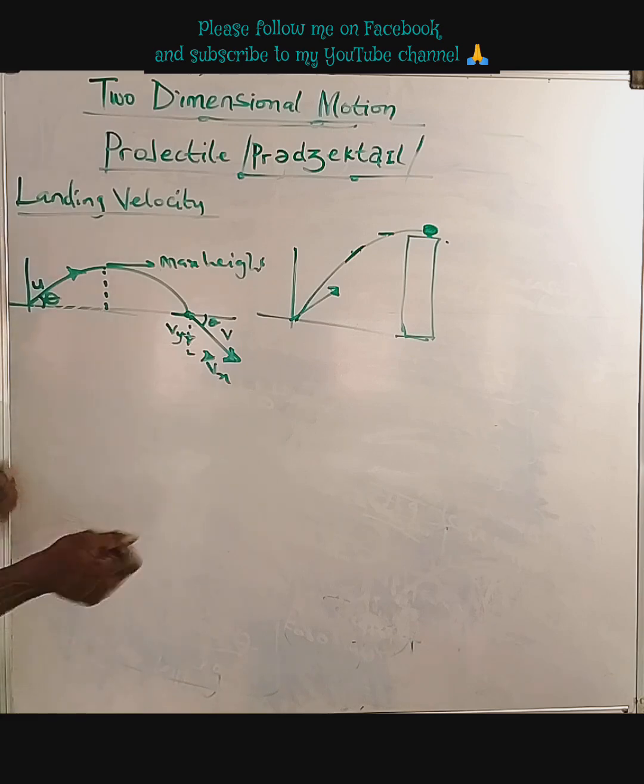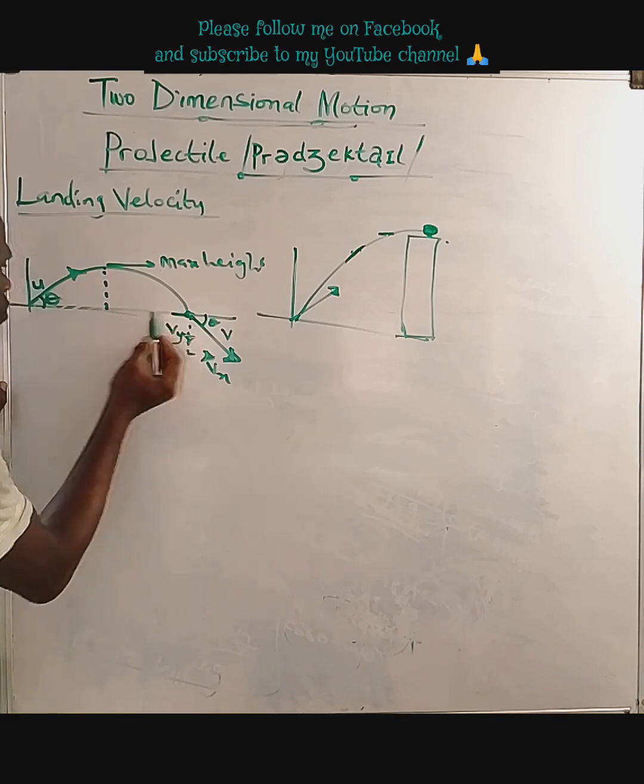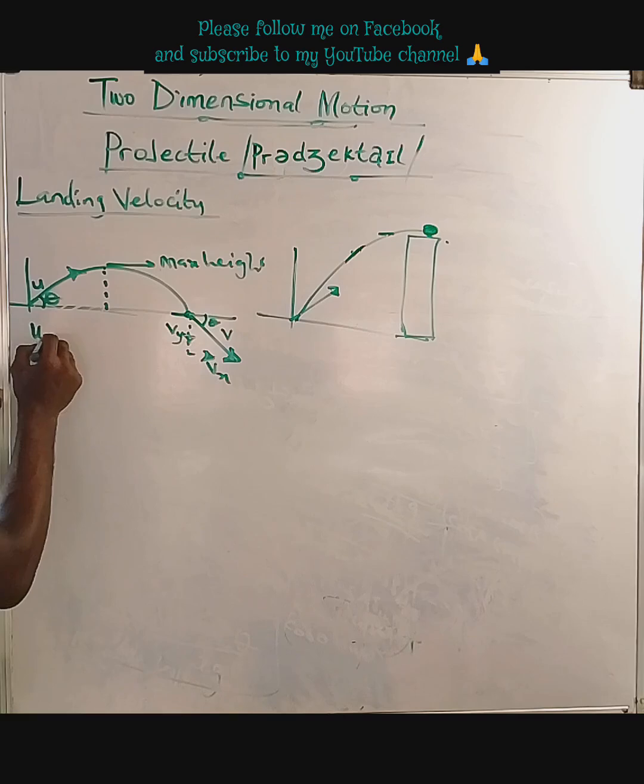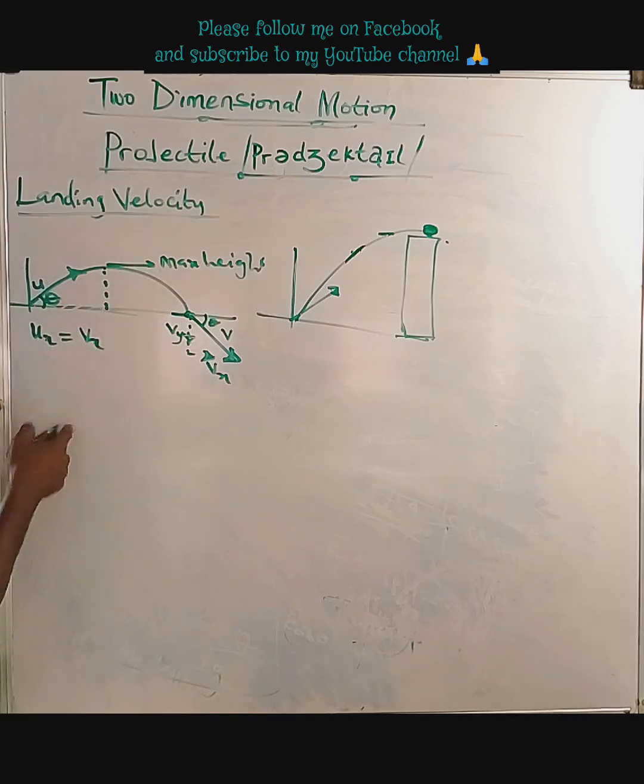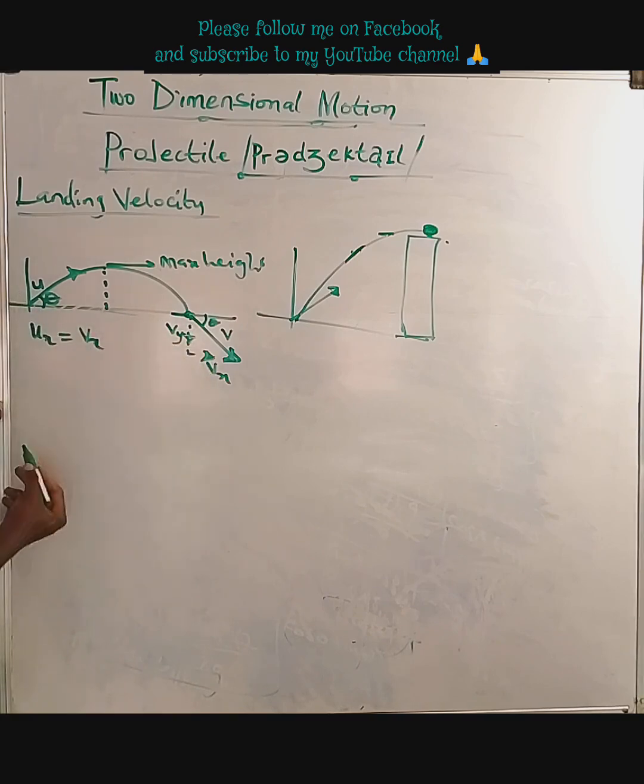They are the same thing because the body does not move on the ground. So don't forget, initial speed along x is the same as final speed along x. You understand? For landing velocity. Why? Because the object does not move on the ground.